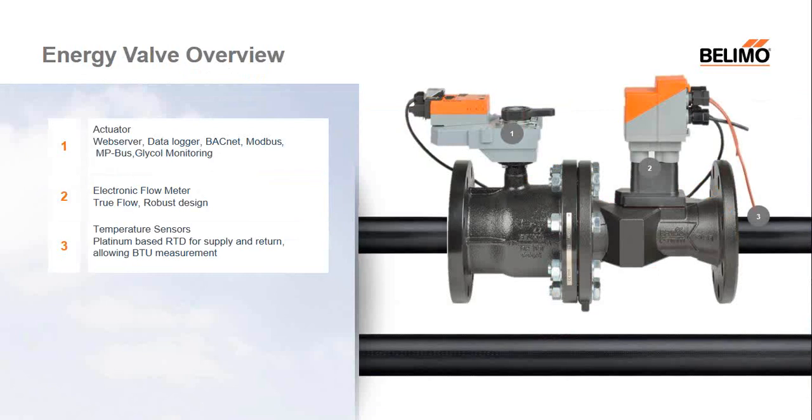We have temperature sensors, supply and return temperature sensors. This allows us to measure the delta T across a coil. These are platinum-based PT1000 RTDs. We specifically chose RTDs because they're very good for measuring specific temperatures and they're very high quality. So with the flow meter having flow rate constant and delta T, we are able to extrapolate BTUs as well.